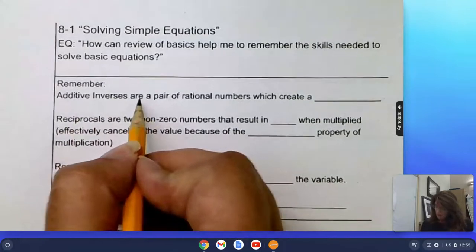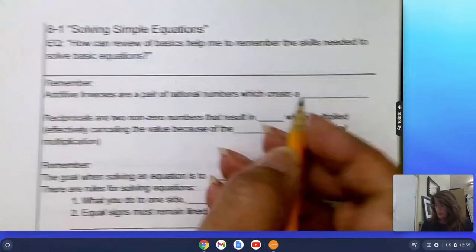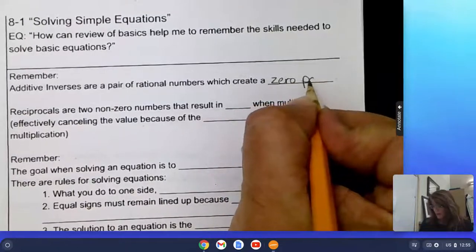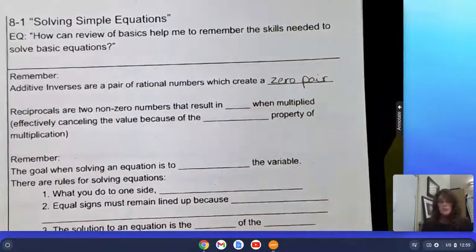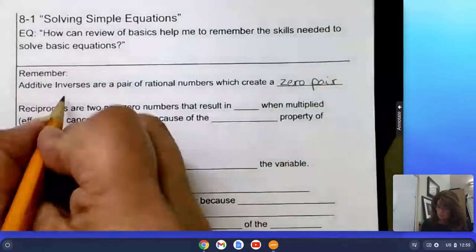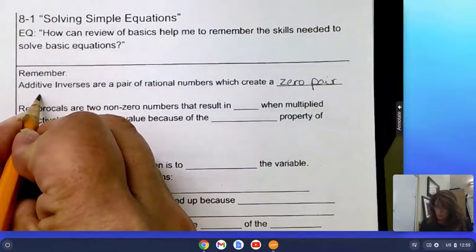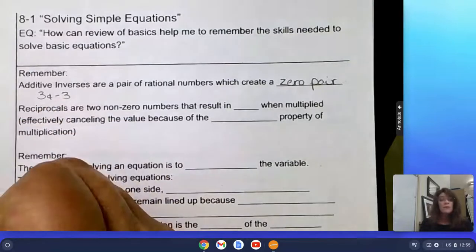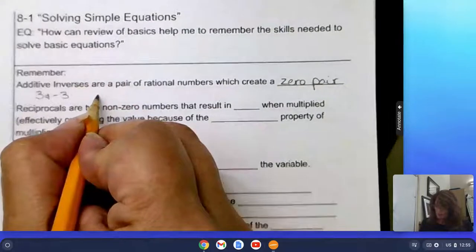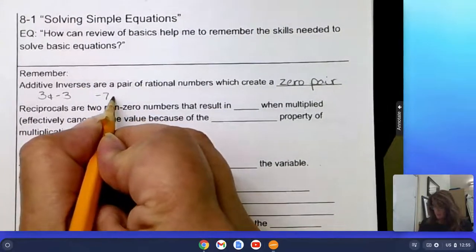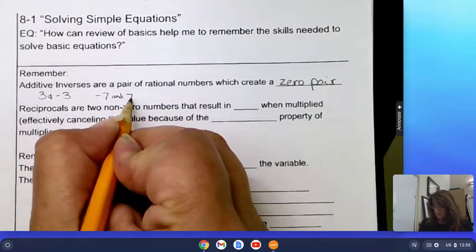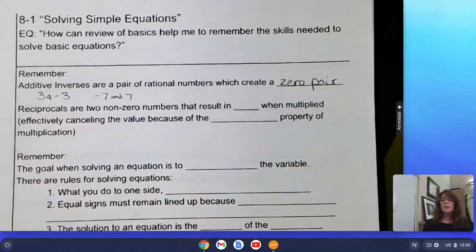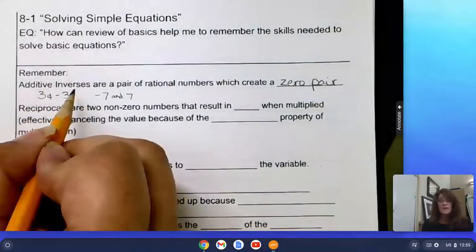Additive inverses are a pair of rational numbers which create a zero pair. So for example, 3 and -3. Okay. -7 and 7. Okay, when we combine those, their value is 0, so they are additive inverses.